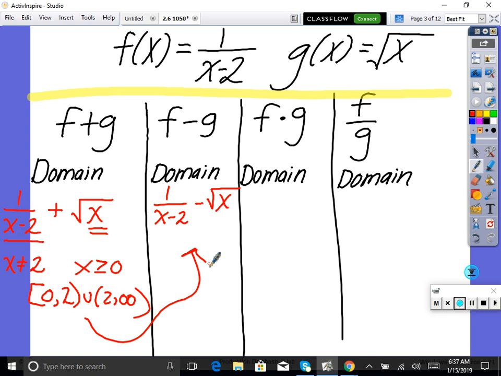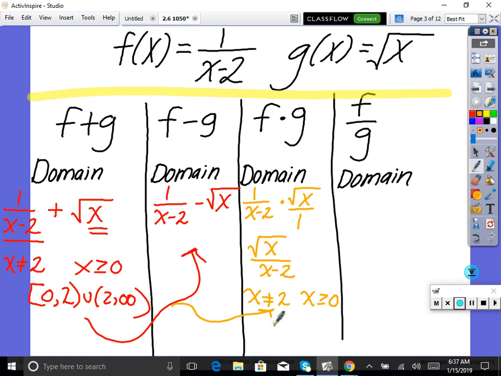Okay, let's do f times g, because this might change things a little bit, but it might not. Let's see. So f times g, so we would have 1 over x minus 2 times root x. So technically, we multiply straight across, recall. So we have root x over x minus 2. So then let's see our two restrictions. X cannot be 2, and then the same thing, right? X needs to be greater than or equal to 0. Okay. So then we already have done that once again in interval notation.